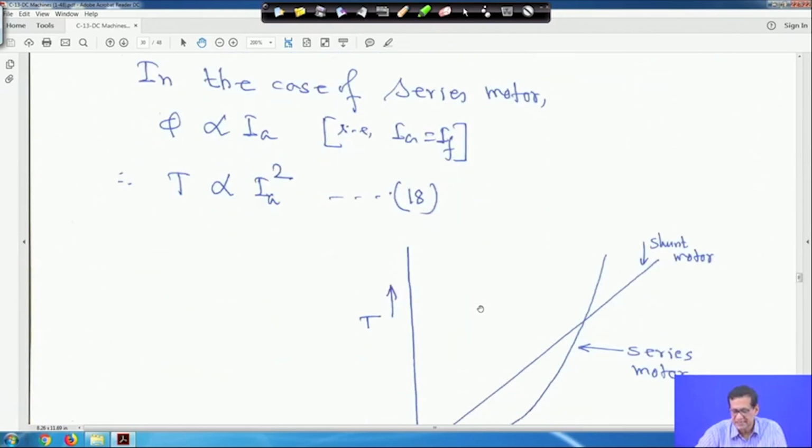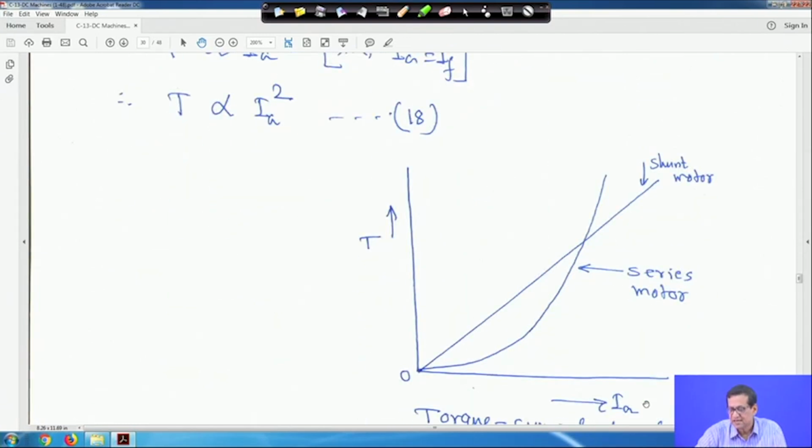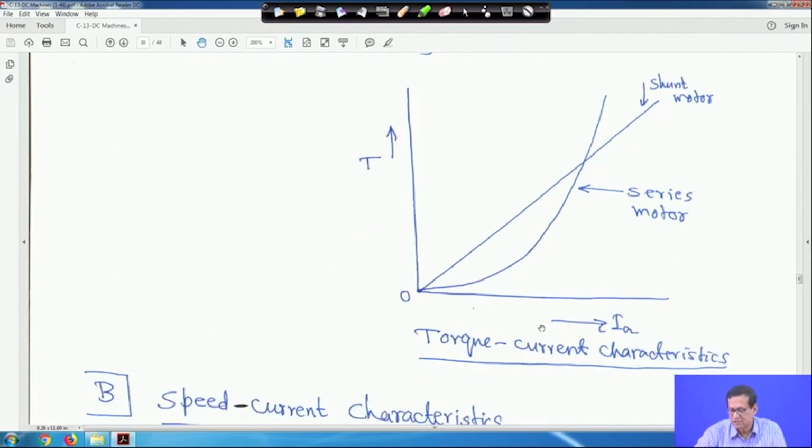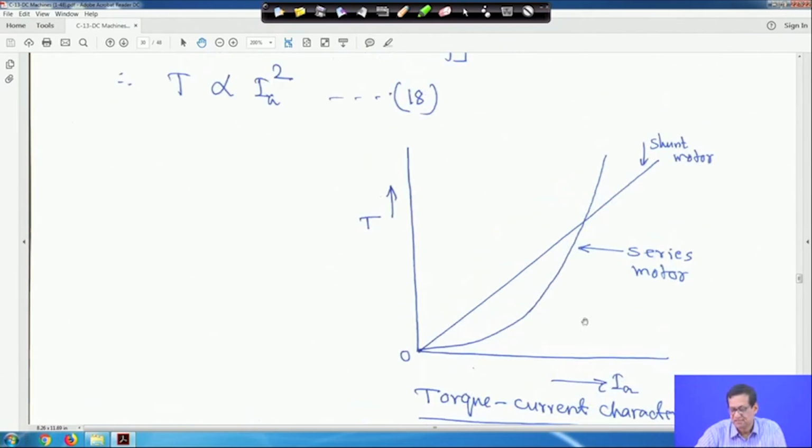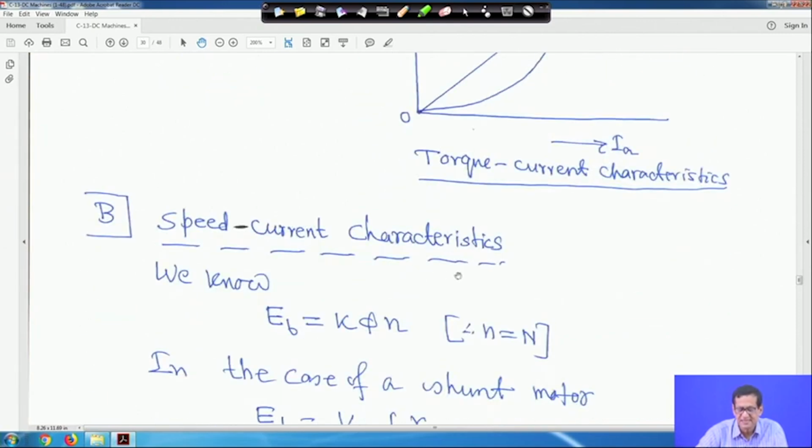So, if we draw the characteristic, this is the torque, this is IA, the armature current. For a shunt motor it is a straight line, right, this is marked here, and for a series motor it is a parabola, right. So, this is the torque current characteristic of your series motor and shunt motor. Now, second is the speed current characteristic.